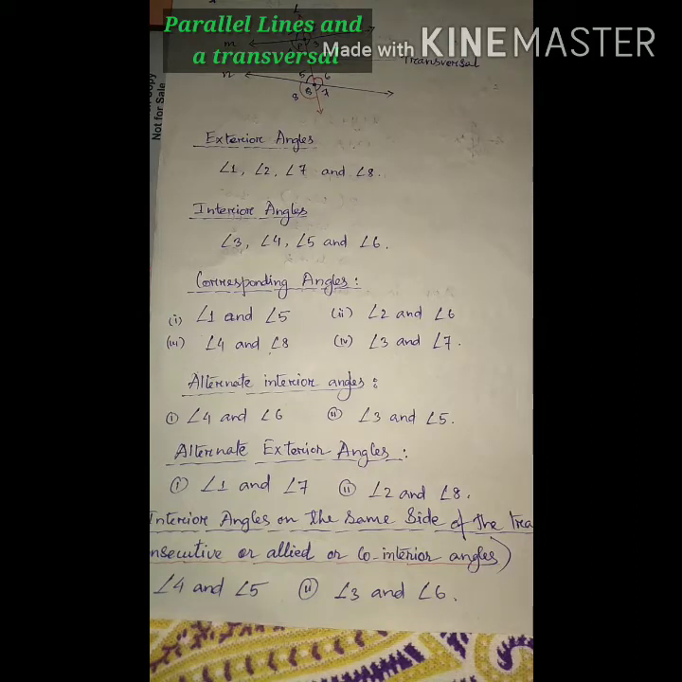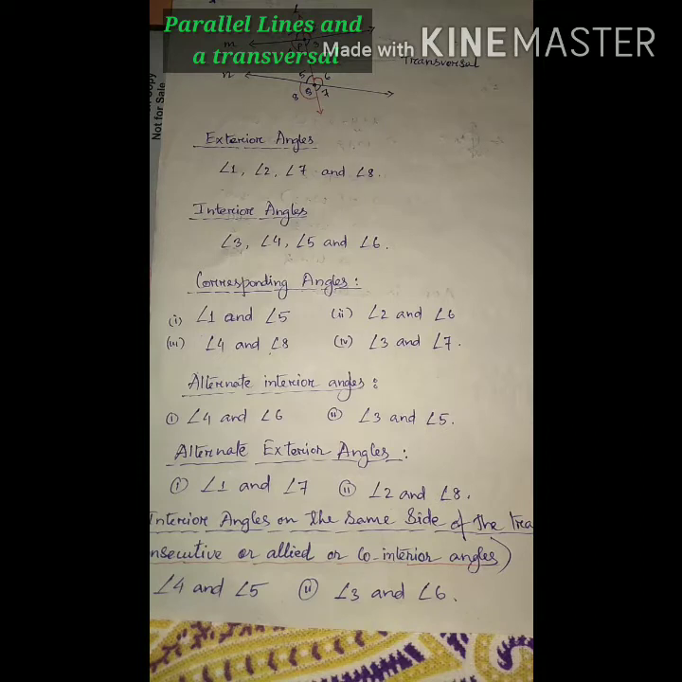Corresponding angles we already mentioned. Next one is alternate exterior angles. Exterior angle means the outside of the lines. Here the exterior angles are 1, 2, and here 7 and 8. Alternate exterior angle means for 1 the alternate is 7. So 1 and 7 are known as alternate exterior angles. Similarly, 2 and 8 are known as alternate exterior angles. Is it clear?